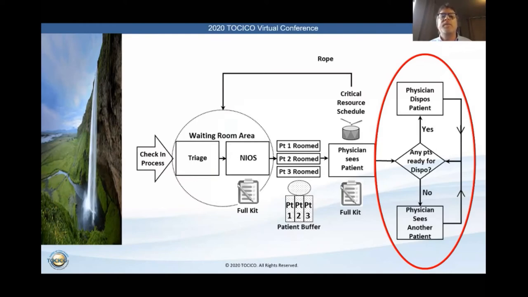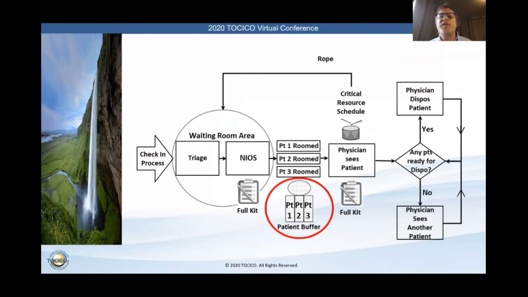And after I've taken care of all the dispos, then I return to the patient buffer and pick up a new patient. With buffer management, the status of the patient buffer, how many reds there are on the board at any given time, signals to the charge nurse and the rest of the department when there is a problem that needs troubleshooting. And that is how we subordinate.